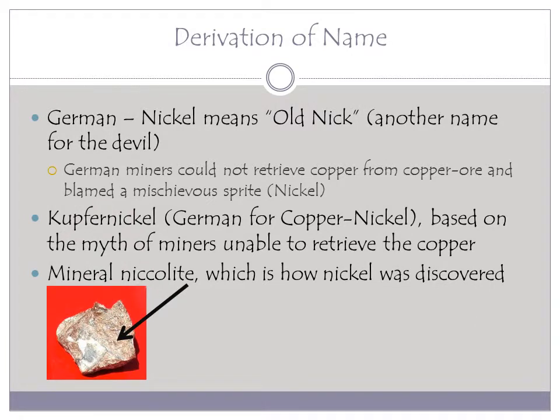The name derives from the German nickel, which means old Nick, another name for the devil. German miners could not retrieve copper from copper ore and blamed a mischievous sprite, nickel. Kupfernickel, which is German for copper nickel, is based on the myth of miners unable to retrieve the copper. Another derivation of the name is from the mineral nickelite, which is how nickel was discovered.